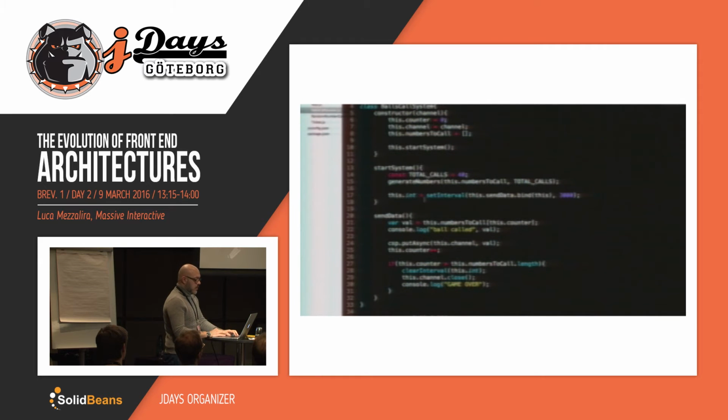In this case, what I'm doing is very imperative programming. As you can see, I'm describing everything that I'm doing. So when I start the system, I have a total of 40 calls. Every 3 seconds, I call this method that is send data, and basically I'm writing the value inside the channel, and I'm incrementing a counter. When I arrive at 40, I stop the game, I close the channel, and I clear the interval.